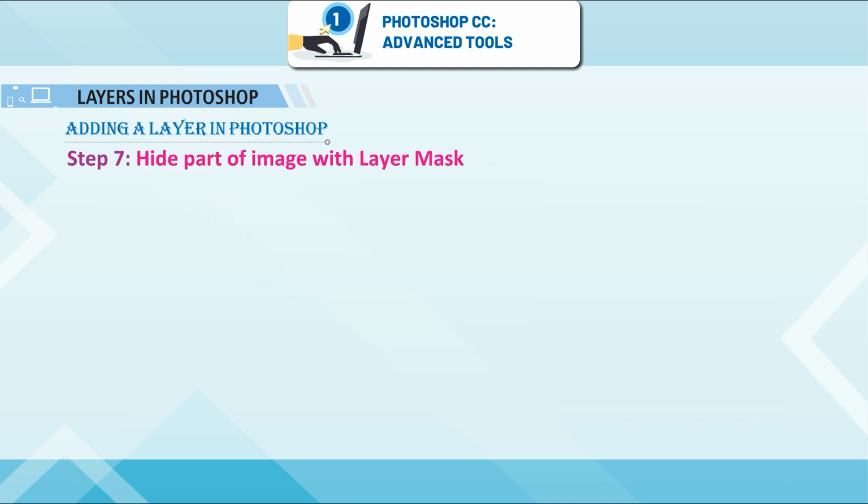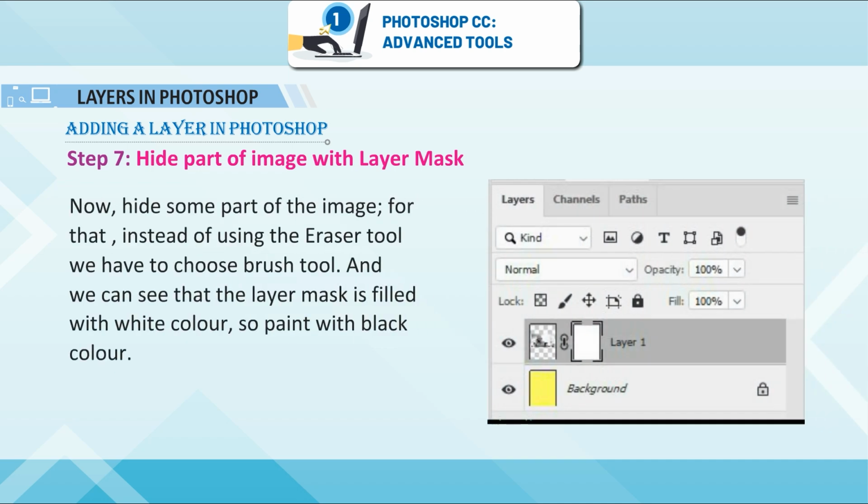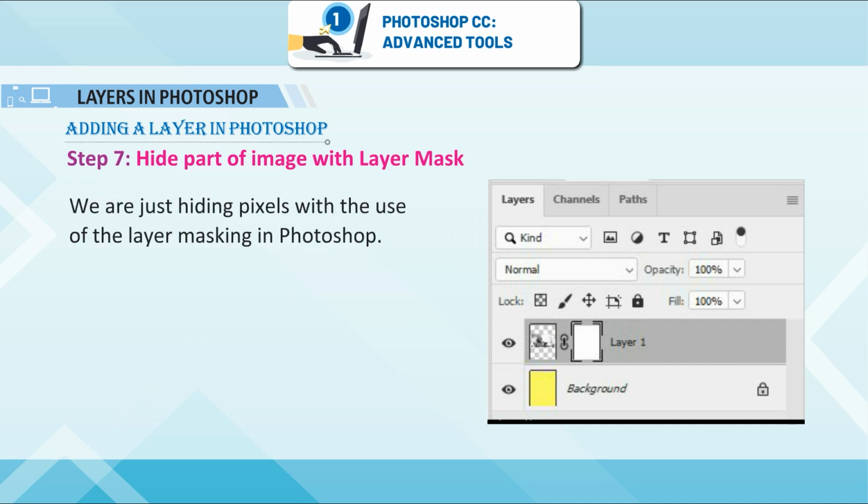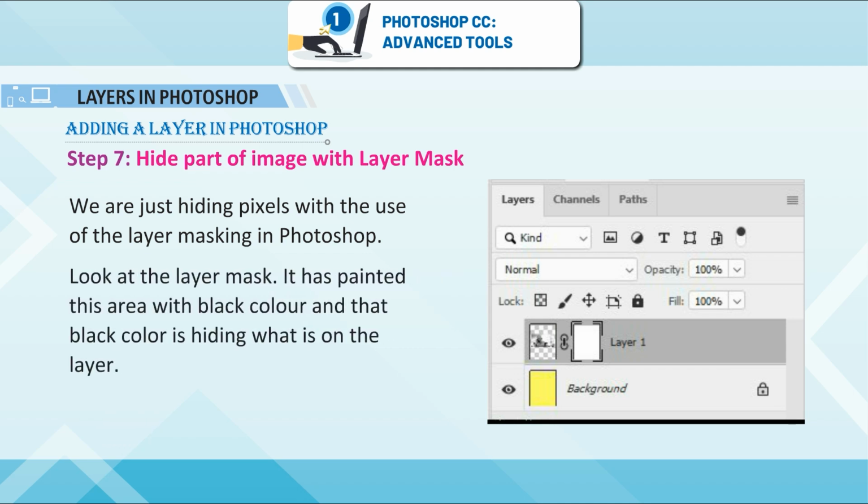Step 7. Hide part of image with layer mask. Now hide some part of the image. For that, instead of using the eraser tool, we have to choose the brush tool, and we can see that the layer mask is filled with white color, so paint with black color. We are just hiding pixels with the use of the layer masking in Photoshop.